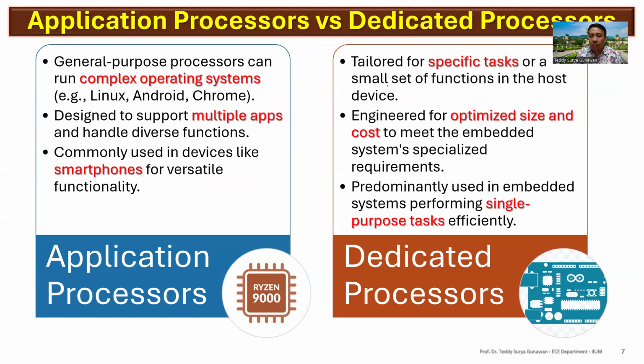This is the difference between application processors and dedicated processors. An application processor is normally a general purpose processor which can run a complex operating system like Linux, Android, Chrome OS, designed to support multiple apps that can run at once and handle diverse functions. It is commonly used in devices like smartphones for versatile functionality. A dedicated processor is tailored, designed or produced for a specific task, or a small set of functions in the host device.